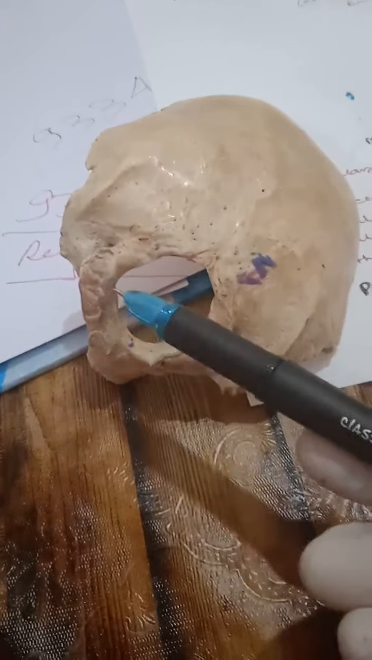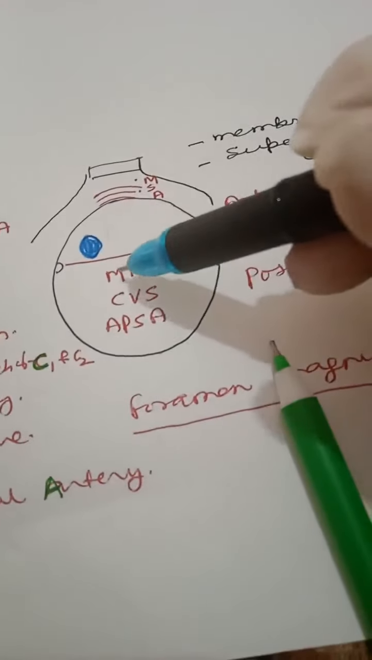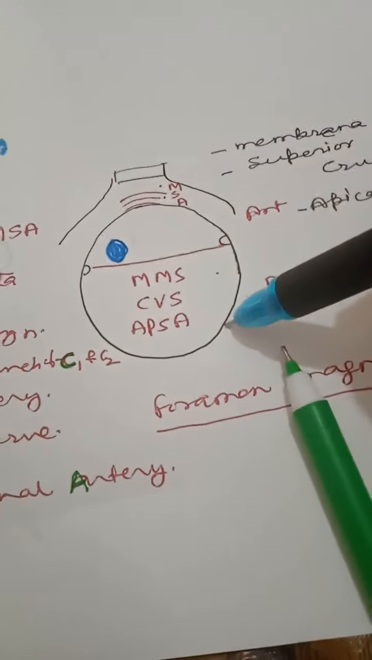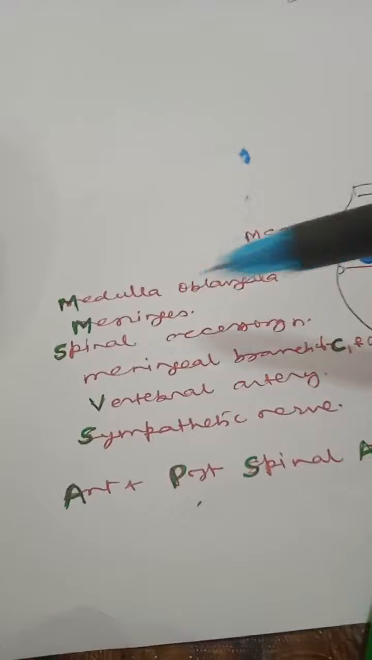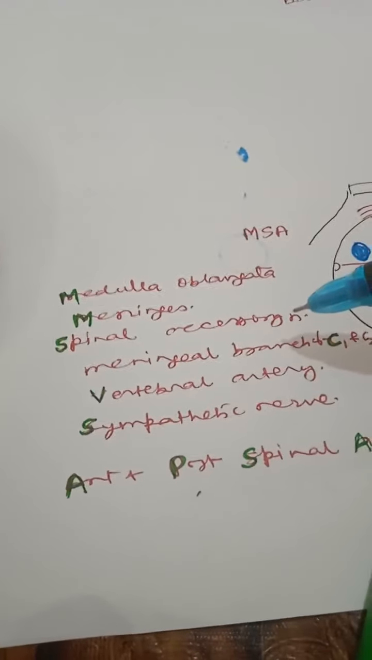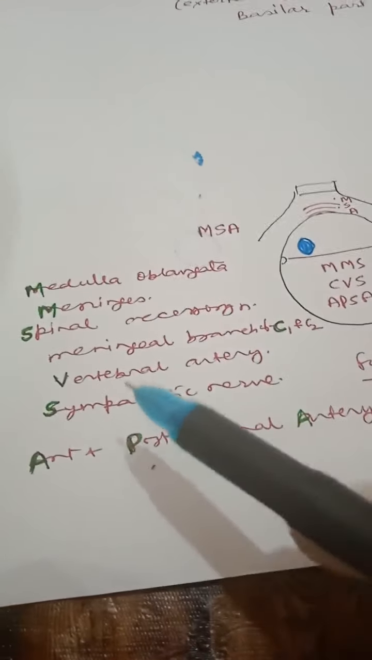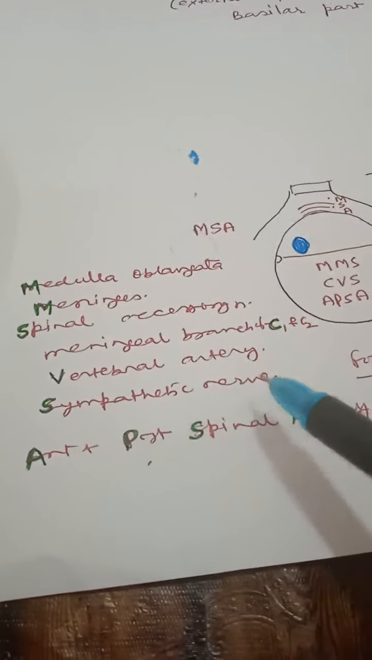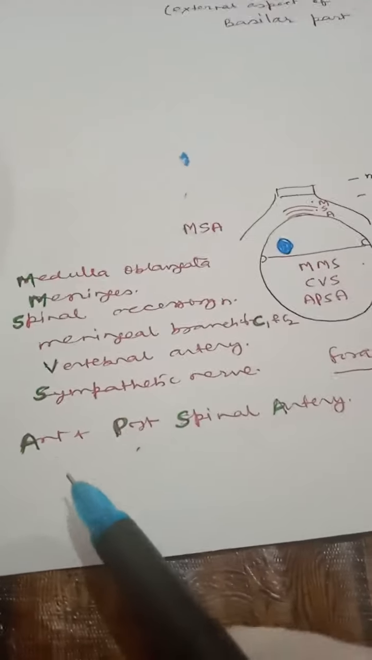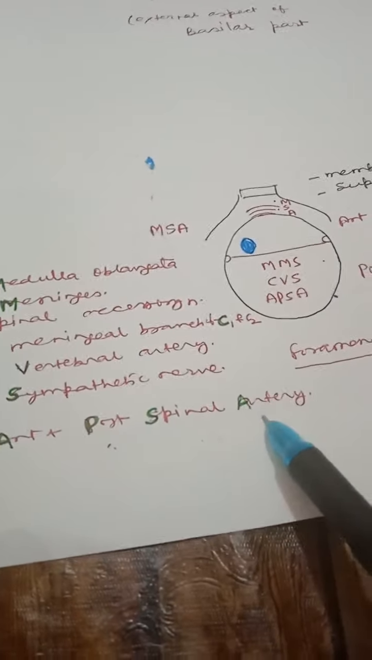Okay, this one is anteriorly, this is the forehead, and posteriorly come MMS, CVS, and APSA. MMS is medulla oblongata, meninges, and spinal accessory nerve. Then CVS: C is the meningeal branch of C1 and C2, V for vertebral artery, S for sympathetic nerve. And APSA is the anterior and posterior spinal arteries. These are the structures passing through the foramen magnum.